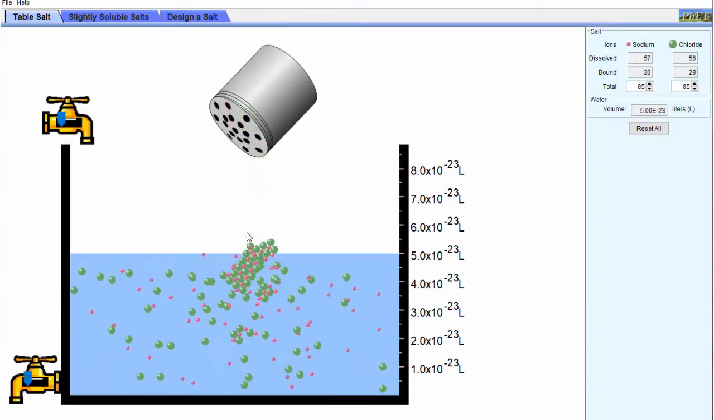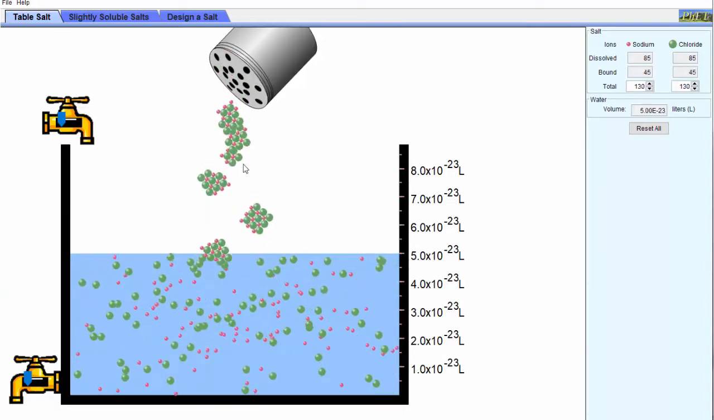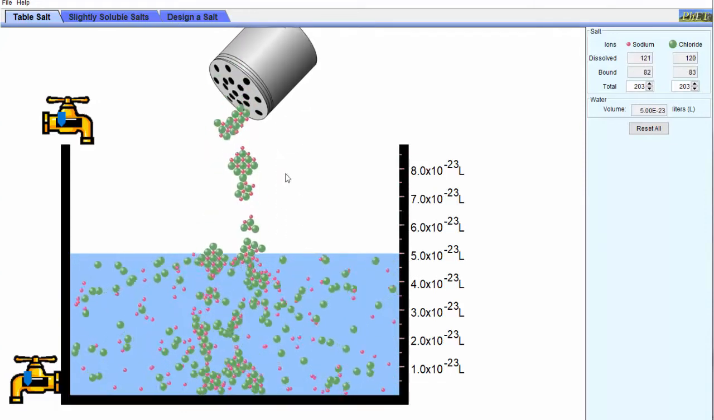Note that at first the sodium chloride crystals dissolve, as you'd expect. This is what happens when you put salt into water. The ions separate and they diffuse through the water.